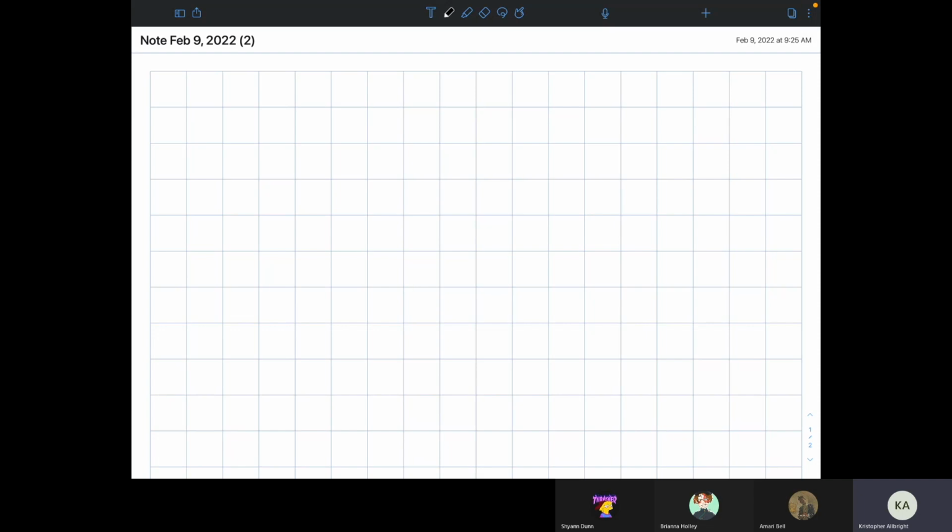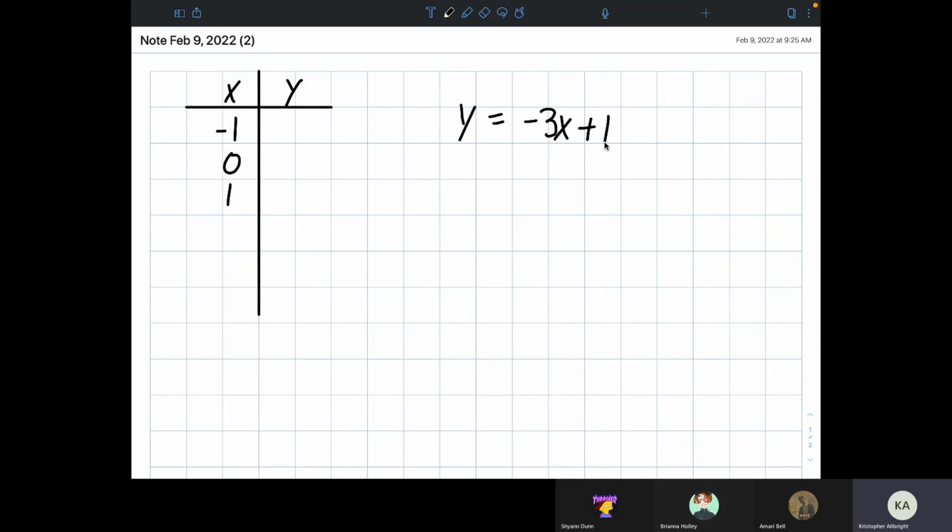So okay, table of values. Table of values, if you'll remember, looks like this. It is just a little table that we can draw, and we put our X over here and our Y over here, and we put things that we're going to plug in. So I like -1, 0, and 1. Usually they give us an equation to go with this. So the equation could be y equals -3x plus 1.